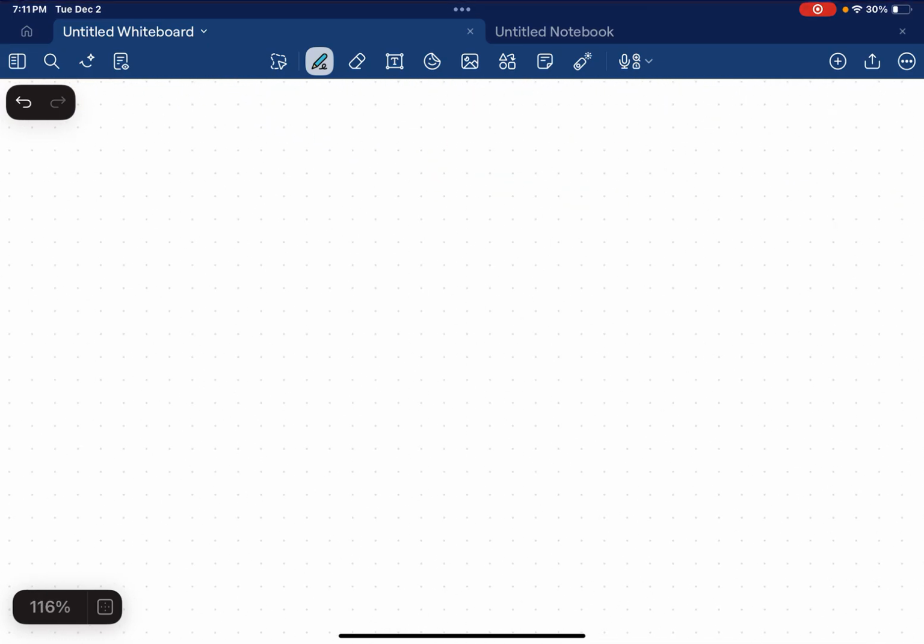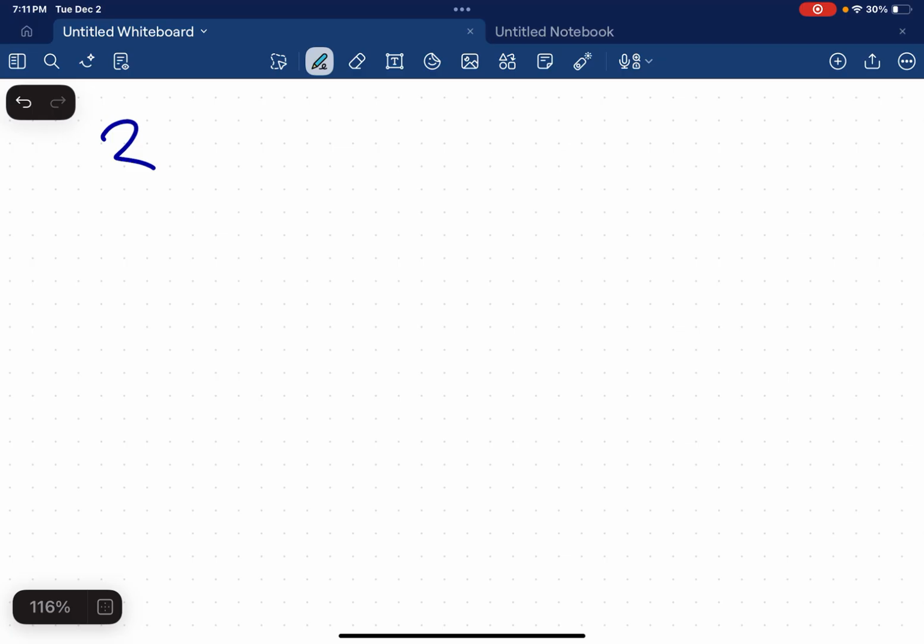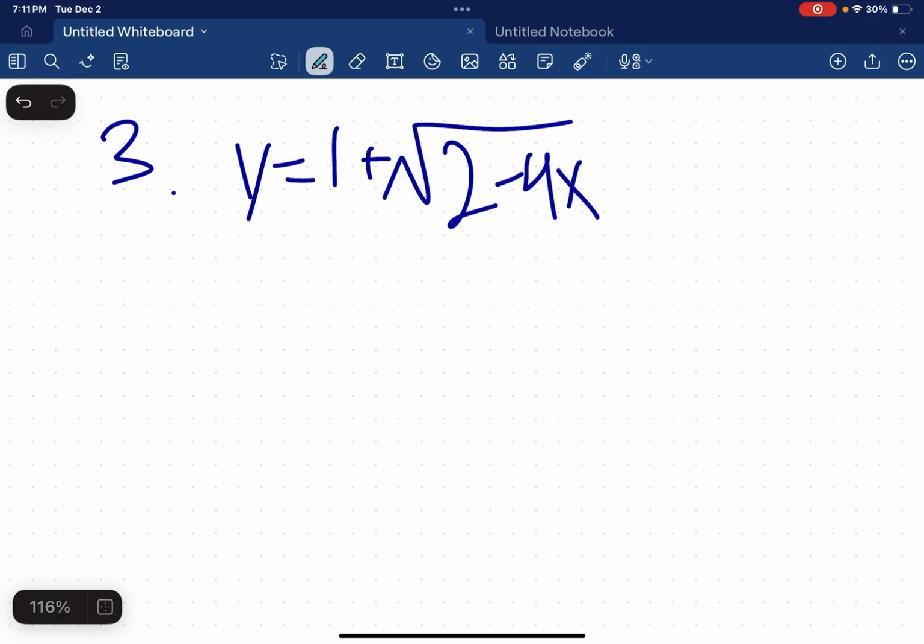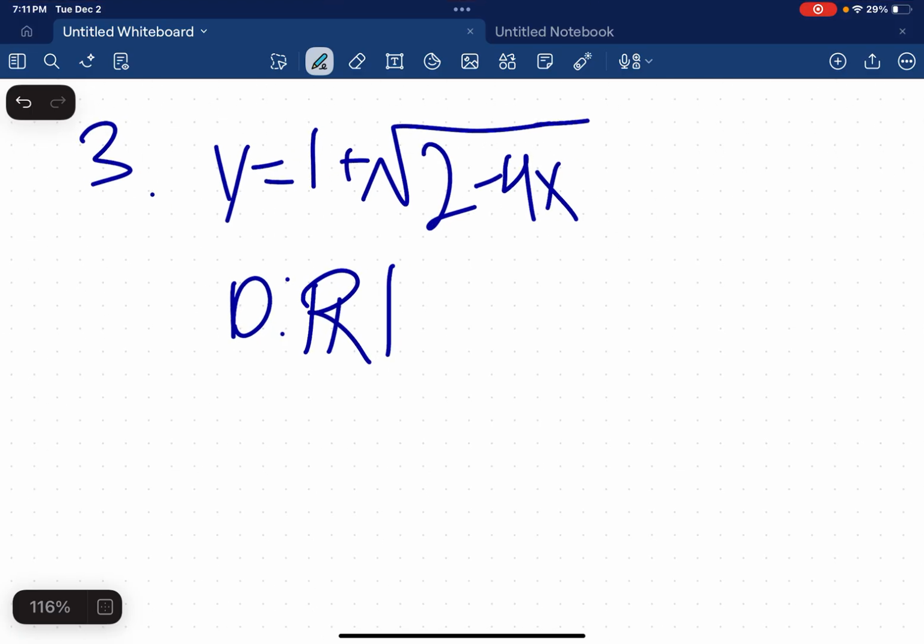Okay, on to number 3. Number 3 switches it up a bit. It says y is equal to 1 plus the square root of 2 minus 4x. This time we're going to start with our domain. Remember, domain is equal to all real numbers such that this inside is greater than or equal to 0, so 2 minus 4x is going to be greater than or equal to 0.